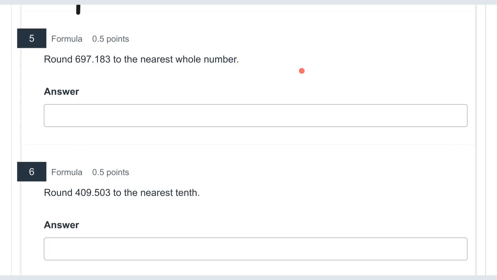Number 5, let's round 697.183 to the nearest whole number. And again, just like we saw before, this is the 1 spot. So the number in the whole number place is that 7. So what is below this? Write the numbers without changing anything. So 697, and just stop at the 7. When we increase to the 1 above it, it'll go to 698.